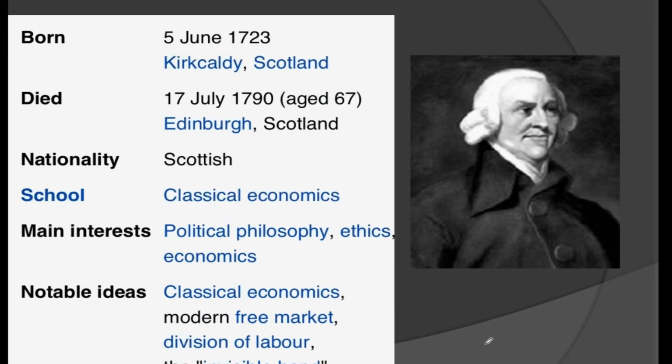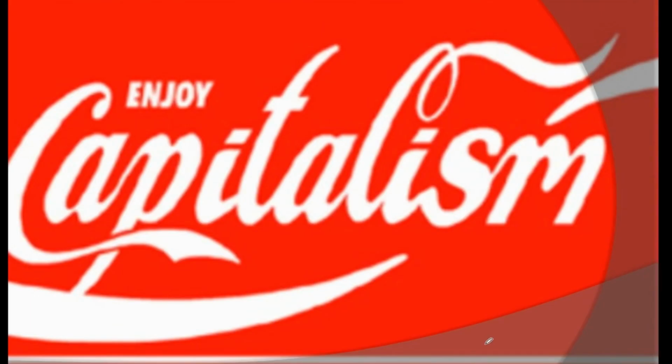If you look at this figure, I hope you can identify who is this person. This is Adam Smith, and his main contribution to the economy came from his book, The Wealth of Nations. And before the publication of The Wealth of Nations, he published The Moral Sentiments. These two books provide the fundamental philosophy for capitalism.